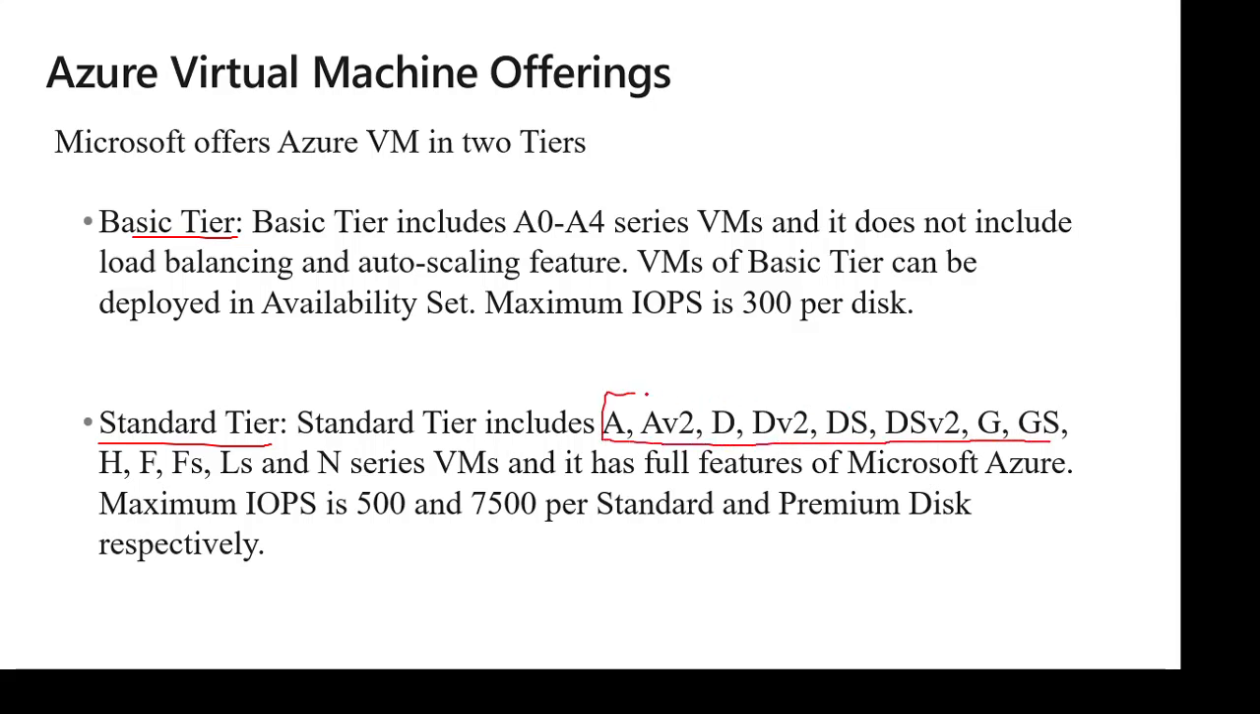So those are the series of virtual machines. Series is nothing but different hardware. There will be different hardware in the backend, so that's what changes with a series. So which series will be available in Azure?